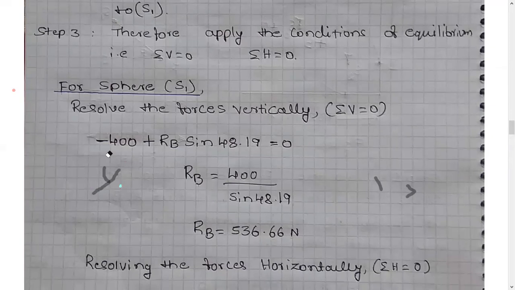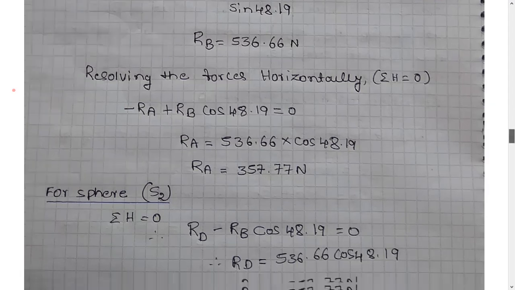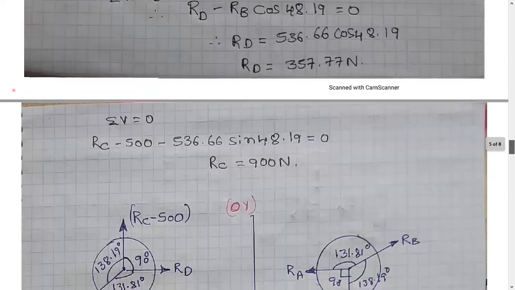If you get the RB value, then you can easily substitute it in all the equations wherever RB appears. If you resolve the same forces horizontally, we get minus RA, because it is moving towards the leftward direction, plus RB cos 48.19 degree, which is equal to 0. So RA equals 357.77. If you substitute the values obtained from sphere 1 wherever applicable for sphere 2, then we get the RD value as 357.77 and the RC value as 900 Newton.